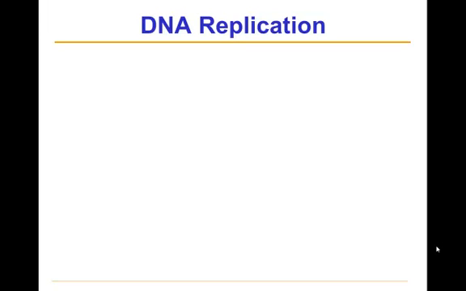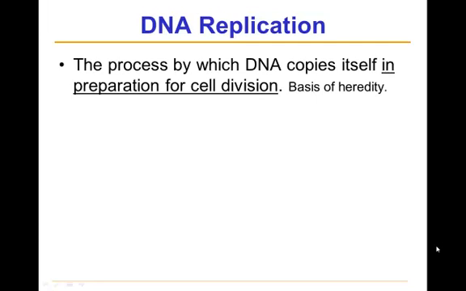DNA replication may be defined as the process by which DNA copies itself in preparation for cell division. This is the basis of heredity, as reproduction is done by cell division, and DNA replication duplicates the DNA in preparation for cell division. So this is a process that really drives inheritance and heredity.